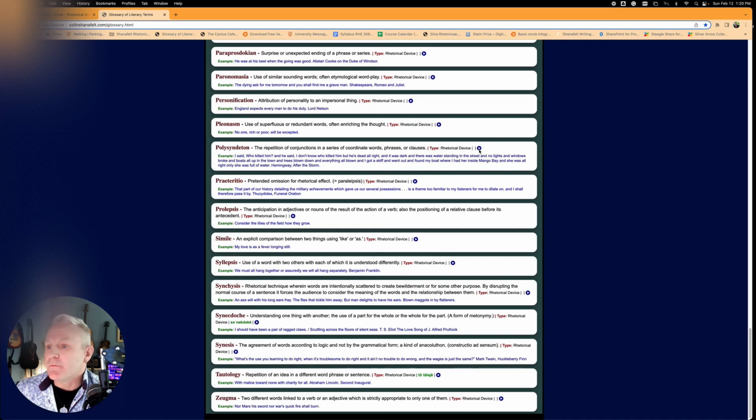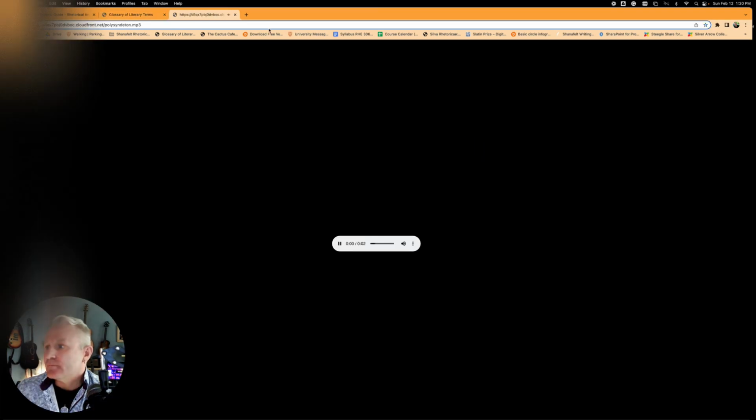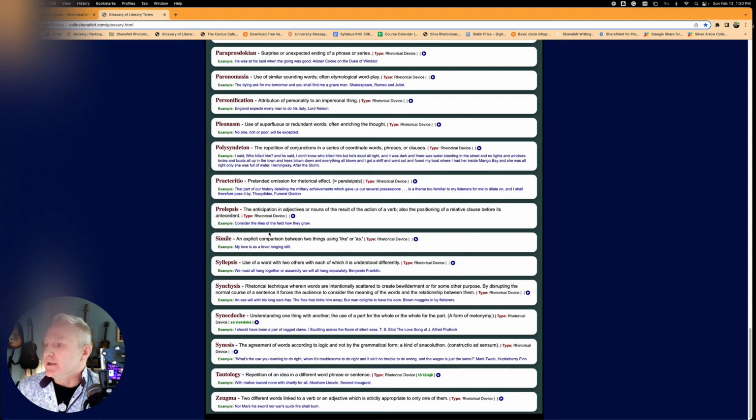Polysyndeton is a very common one. Sounds like this. Polysyndeton. It is the repeated use of conjunctions in coordinate words and phrases. So like this portion here. And it was dark, and there was water standing in the street, and no lights, and windows broke, and boats all up in the town, and trees blown down, and everything all blown, and I got a skiff. See all those ands without any proper punctuation, right?